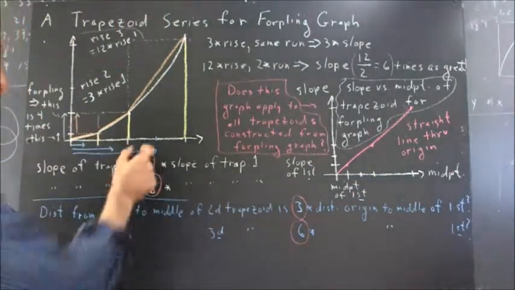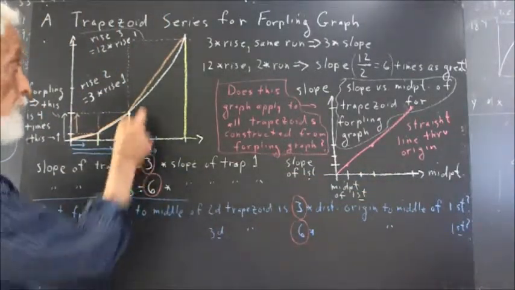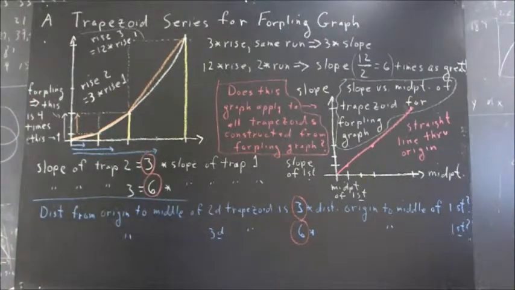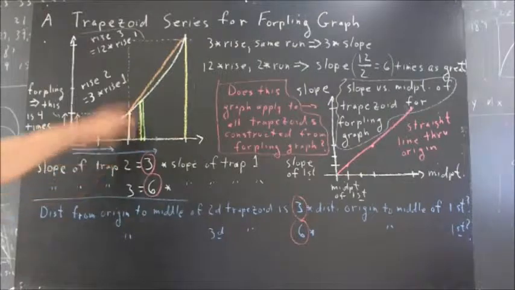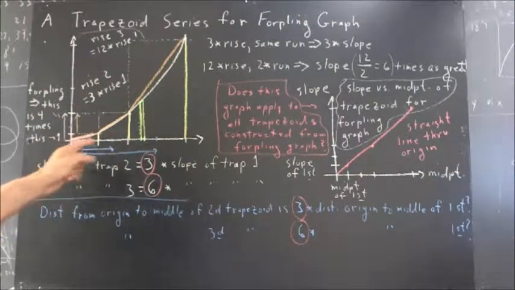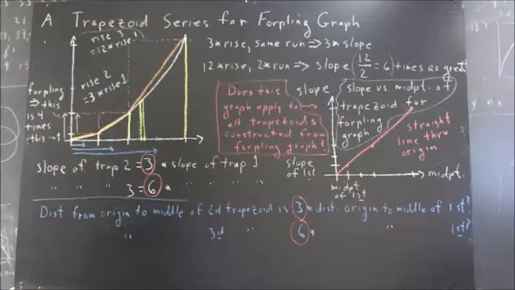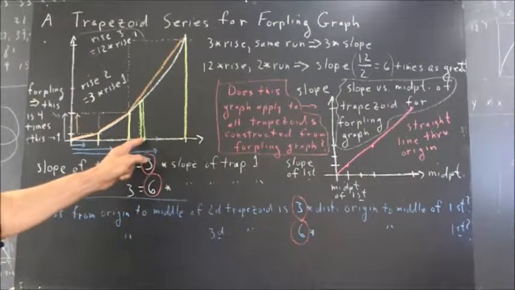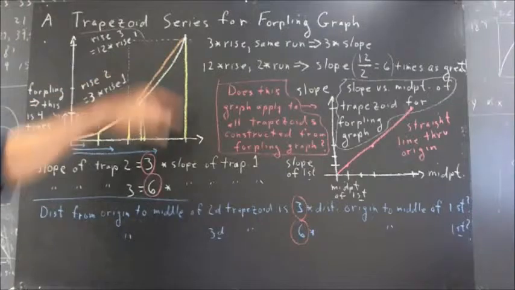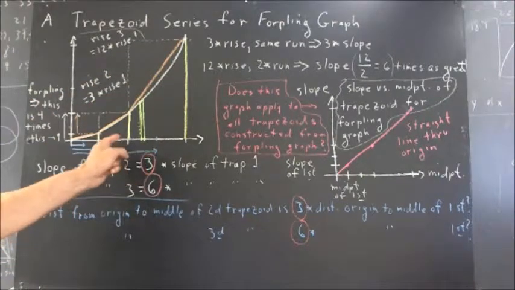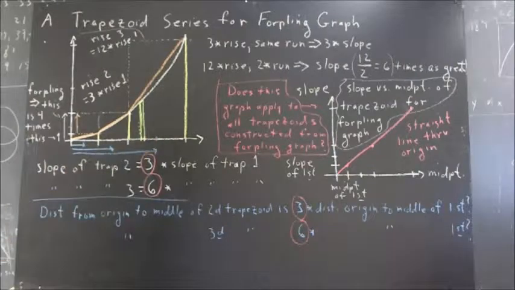We could construct a trapezoid based on any 2 points on this graph. Would it work for every possible trapezoid? If this trapezoid is at distance 5 from the origin, 5 times this distance, does it have 5 times the slope of the first? Of course, referring to the distance at the midpoint and assuming a perfectly drawn forpling graph. Can we prove that would or would not apply to any graph drawn anywhere on a perfectly drawn forpling graph?